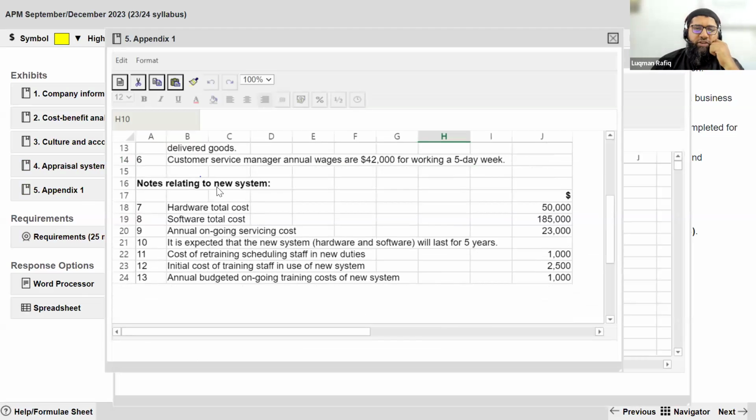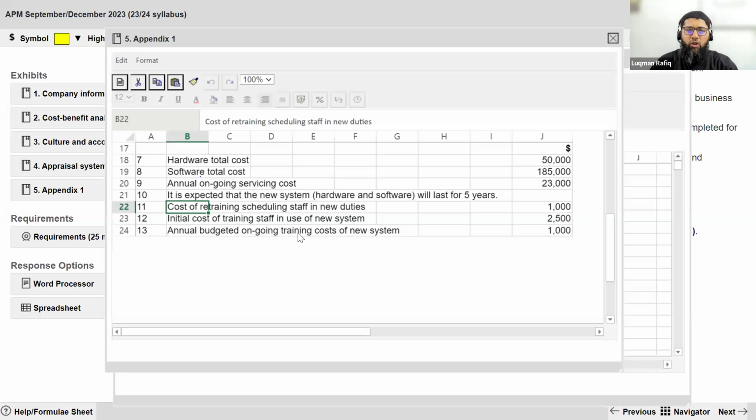Now it says notes relating to the new system are as under. The hardware total cost is 50,000. The software total cost is 185,000. Annual ongoing servicing cost is this. It is expected that the new system will last for 5 years. Cost of retraining staff in new duties is this. Initial cost of training the staff in the use of the new system is this. And the annual budget on ongoing training cost of the new system is this.